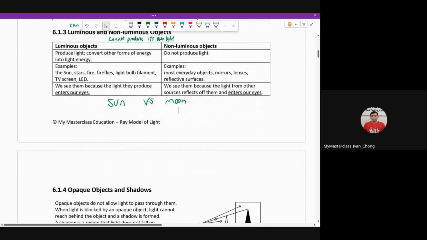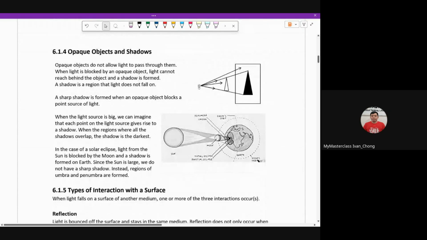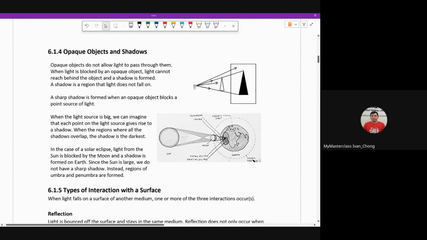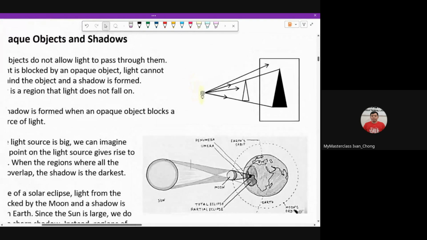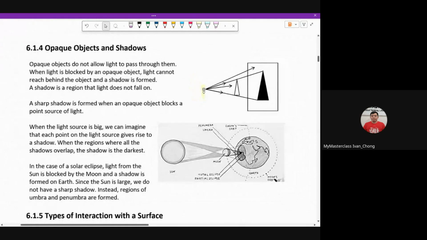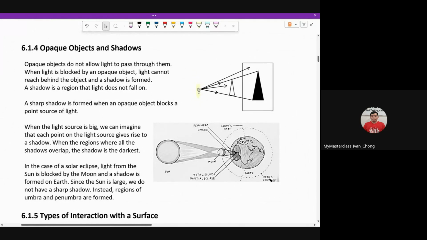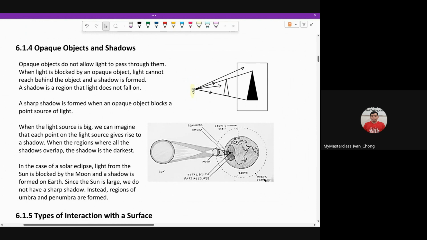Okay. Now, next page, you have your opaque objects and your shadows. If you notice this little light bulb over here, this is a very small light bulb. Right now, if you're sitting in a room, all of the lights in the room are relatively large compared to this very small light bulb. If you have a very small light bulb, you tend to have a very sharp shadow, a very dark shadow. You won't see fading shadows or blurry shadows. You'll see a very dark shadow image.